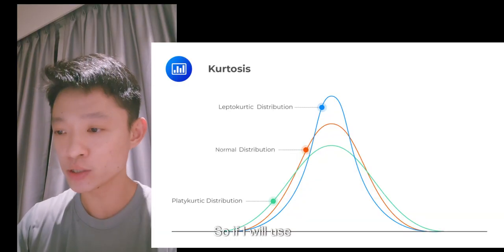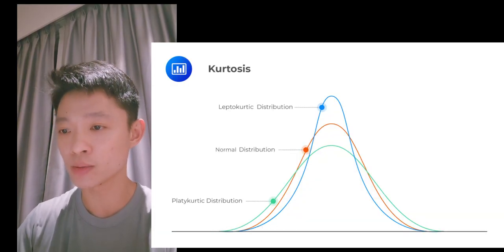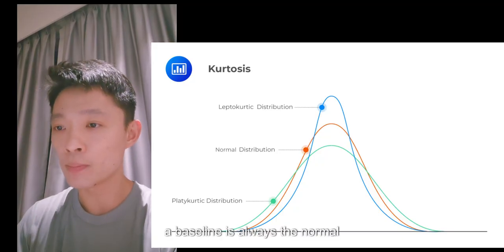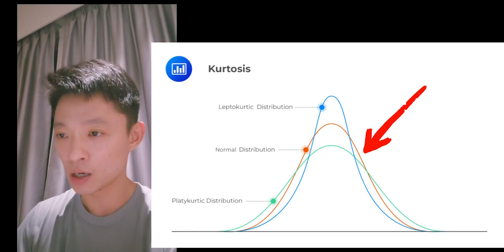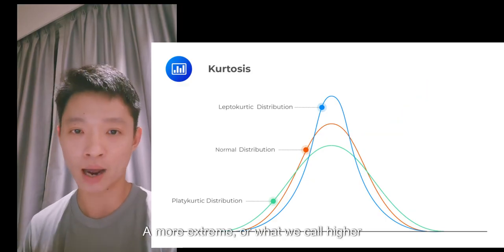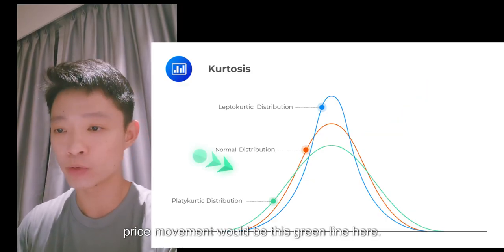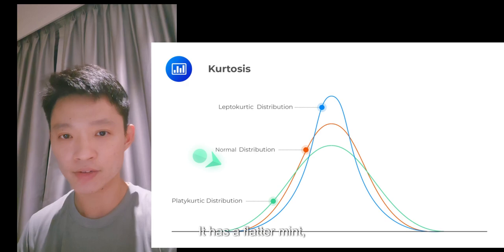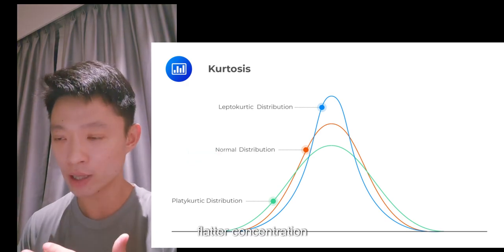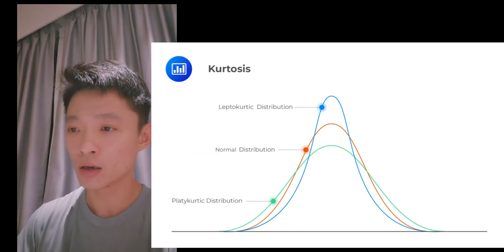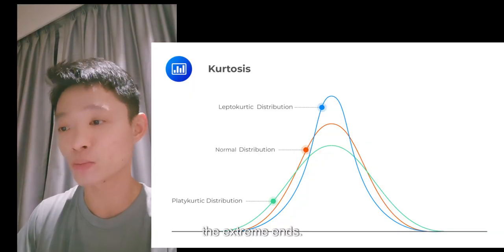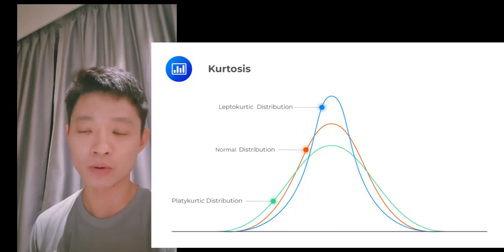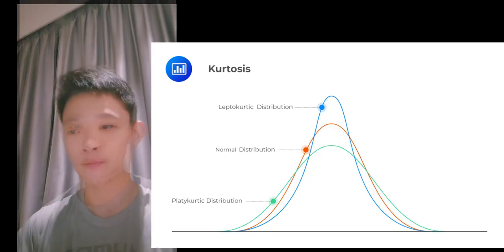If I use this chart to represent, a baseline is always a normal distribution, which is the red line curve right here. A more extreme, or what you call higher kurtosis, price movement will be this green line here. It has a flatter concentration around the mean, and a fatter tail at the extreme ends. This will imply more extreme price movement on either side.